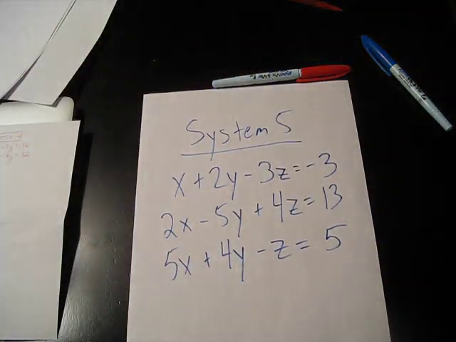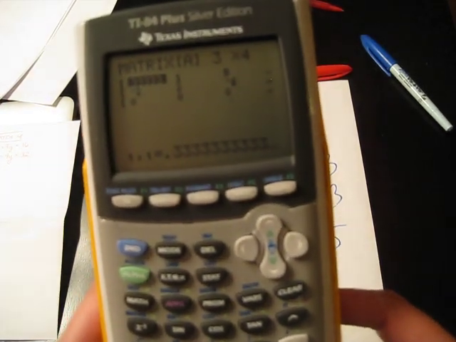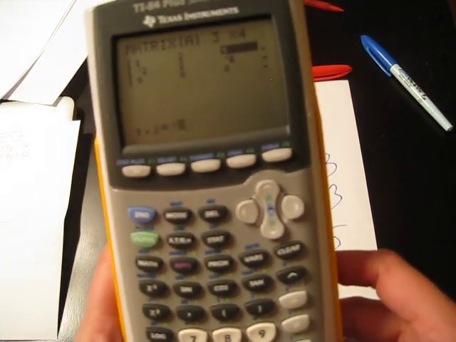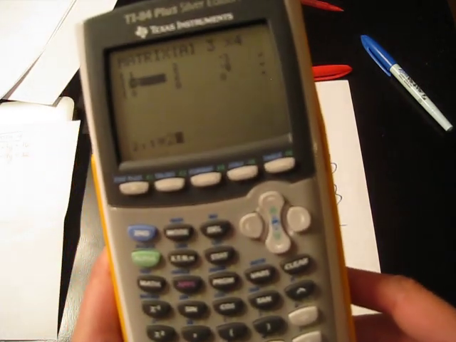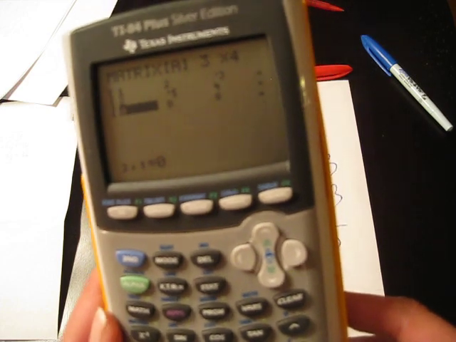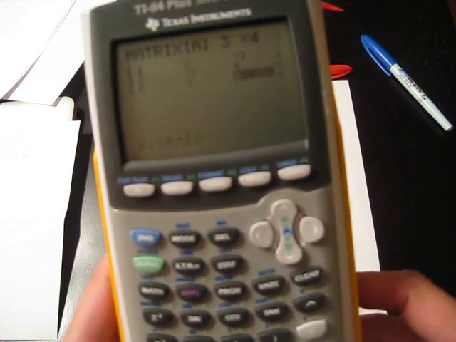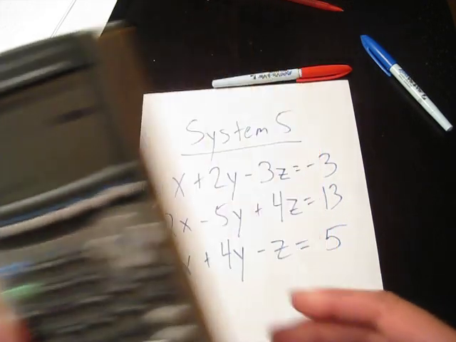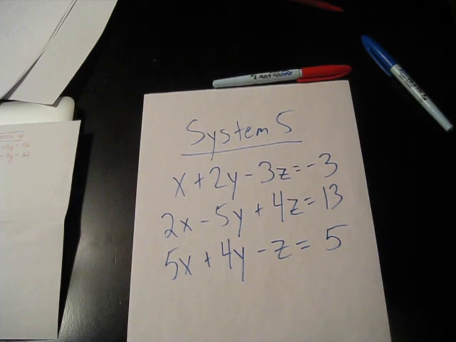So let's look at this one more time. We have 1, 2, negative 3, and negative 3. So in the first row, that's what I'm going to enter. It kicks me down to the next row, which was 2, negative 5, 4, and 13. And it kicks me down to the next row, which was 5, 4, negative 1, and 5. So if you look again, this was my system, 3 variables, 3 equations.